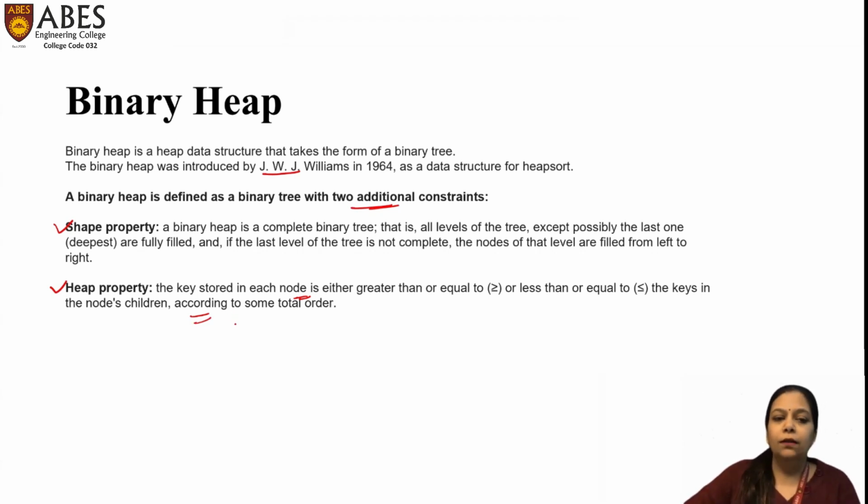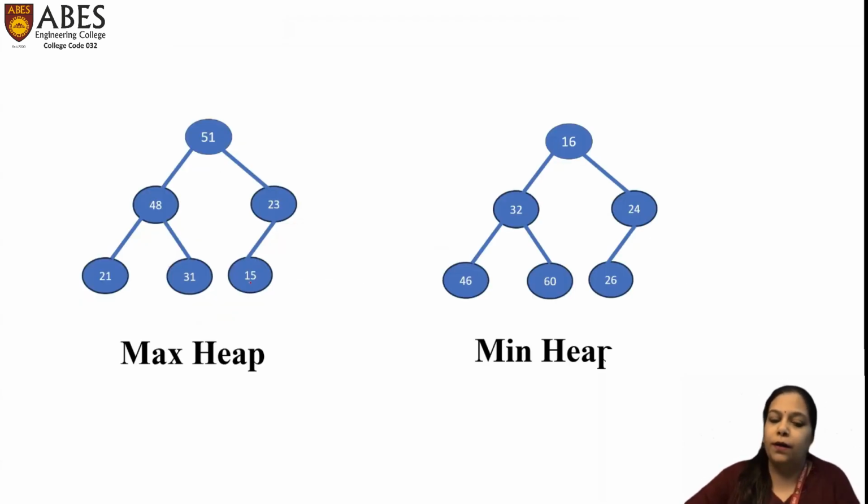Depending upon the heap property, the binary heaps have been divided into two parts. One is called max heap and another one is called min heap. Max heap is a heap in which each node is greater than its children. Like in this tree, 51 is greater than 48 and 23. And similarly, 48 is greater than 21 and 31. On the other hand, min heap is a binary heap in which each node is less than its children. Like here, 16 is less than 32 and 24.